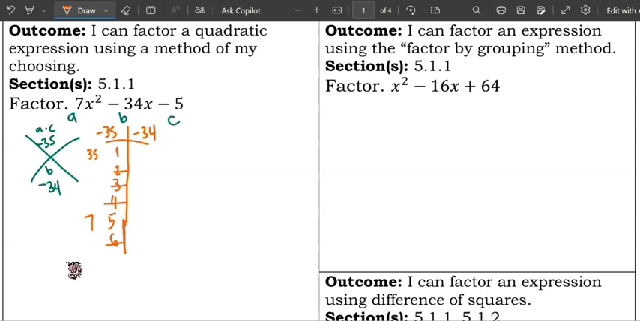Since this is a negative 35, one of these two factors has to be negative. Since our result is a negative number, the bigger number needs to be negative. So the factors that we want to use are negative 35 and positive 1. Once we get here, we're ready to set up our box.